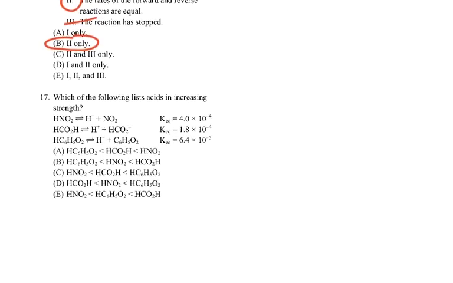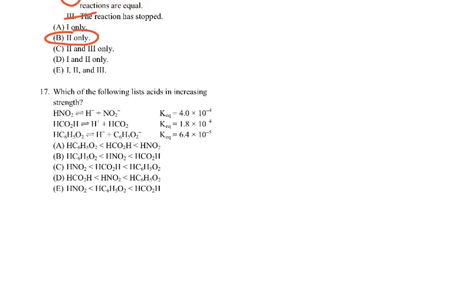Which of the following lists acids in increasing strength? So we have to look at these 3 numbers. The bigger the number, the stronger the acid, the more product favored it is.